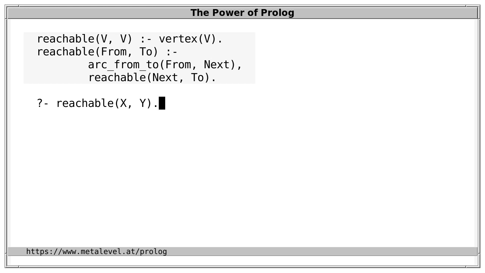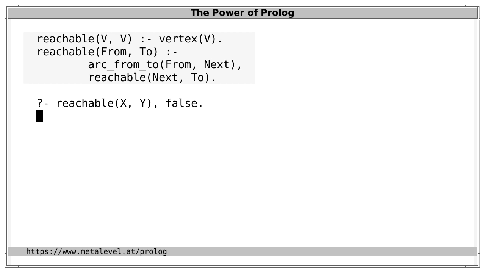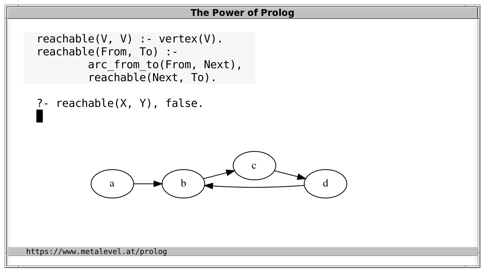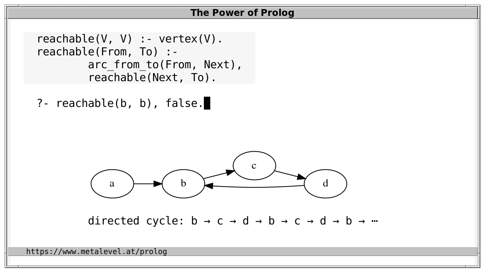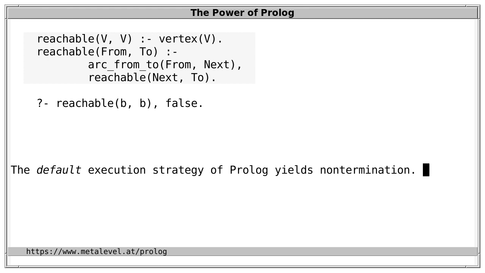But we still have a small problem, because let's consider termination of this query and let's ask, does the query terminate? Well, no, the query doesn't terminate, it loops. Because for a terminating query, we expect to get false as answer in this case. So why does this happen? Well, our graph has a directed cycle, B, C, D, B, C, D and so on. And therefore, even this much more specific query, is B reachable from B, already doesn't terminate. So we observe the default execution strategy of Prolog yields non-termination in this case.